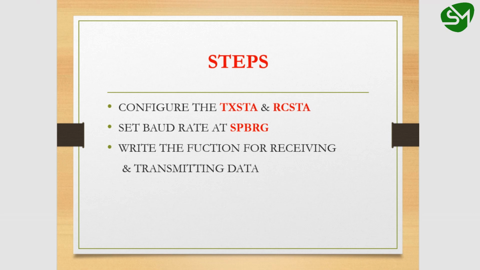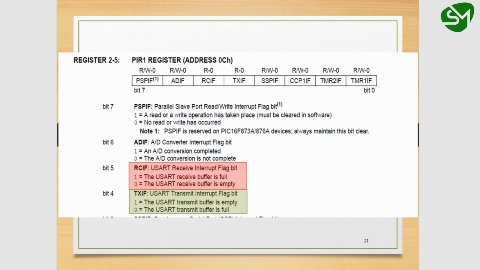Now we will write the functions for receiving and transmitting data. Before that, we want to know about two flags, TXIF and RCIF. The TXIF flag will be high whenever the transmit buffer of UART communication is empty, and the RCIF flag will be high whenever the receive buffer of UART communication is full. So we will move on to the transmit function.